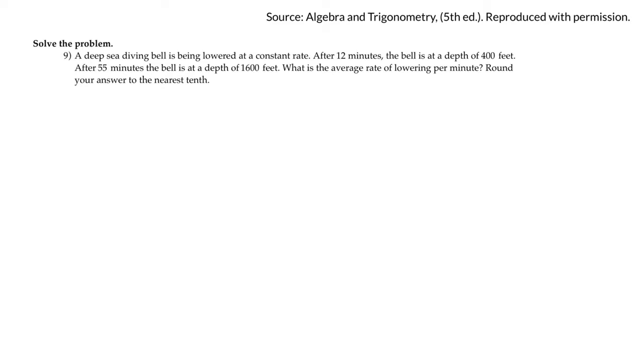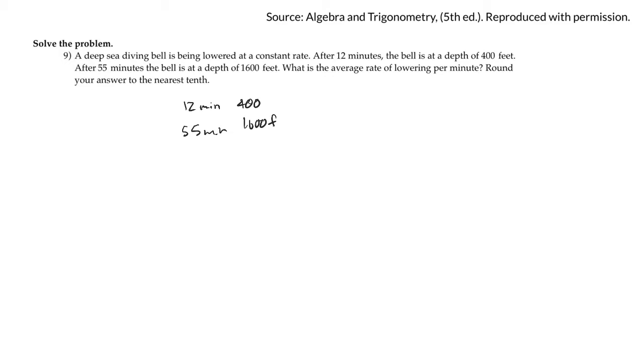Okay, here's two questions from the review. First one says, have a deep diving bell being lowered at a constant rate. So after 12 minutes, the depth is 400 feet. And then after 55 minutes, it's at 1,600 feet. And they ask, what's the average rate of lowering per minute?